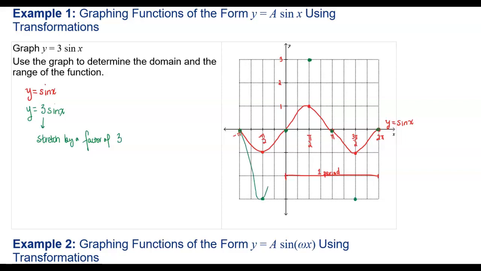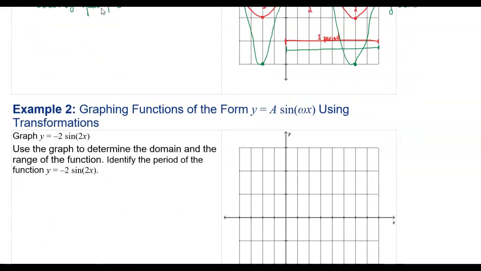And so we just go ahead and fill in our sine function. So the graph in green is y equals 3 sine x. Now notice, they still have the same period length. They both start at the same place and end at the same place. The only difference is the height of the graph, which, by the way, is called the amplitude.